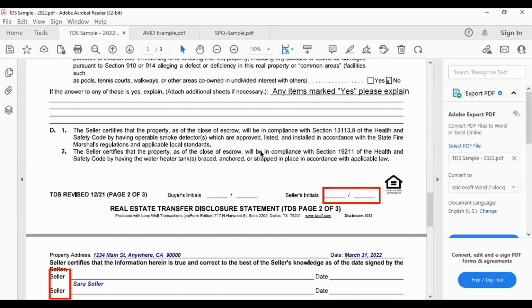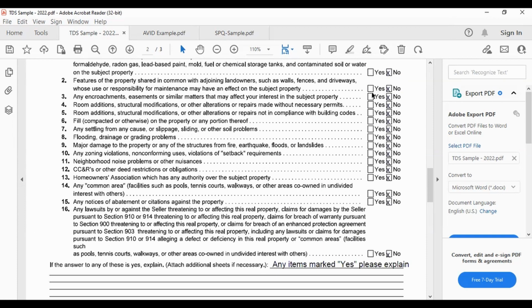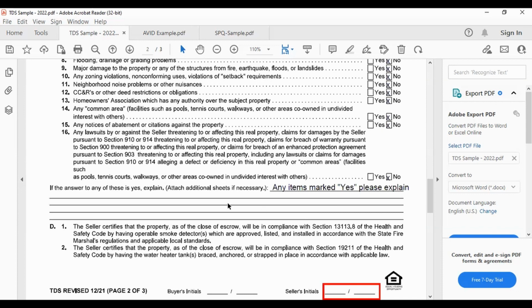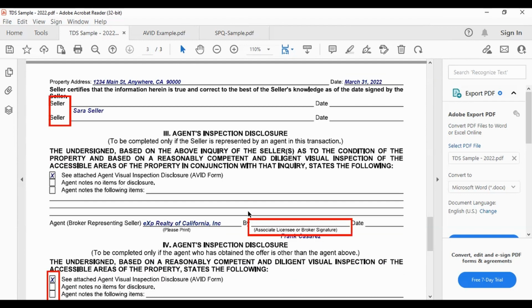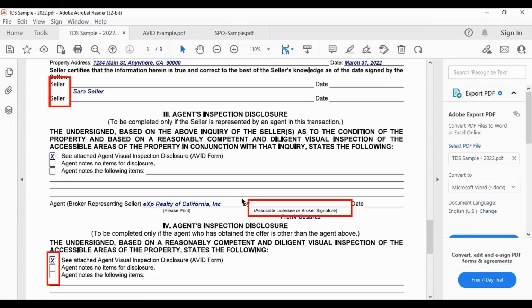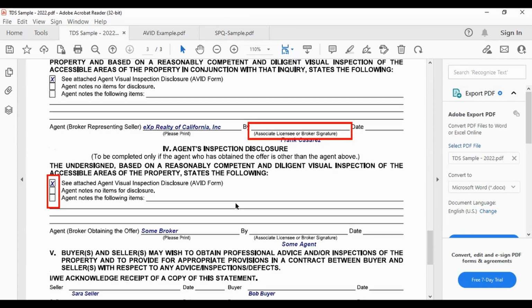Okay. So once again, if any of these boxes are checked yes, and they do not put an explanation here, the document is not considered complete. Now, the third page is pretty much the signature page for sellers, buyers, and agents.